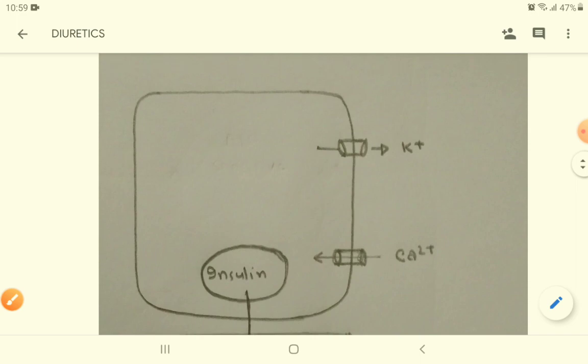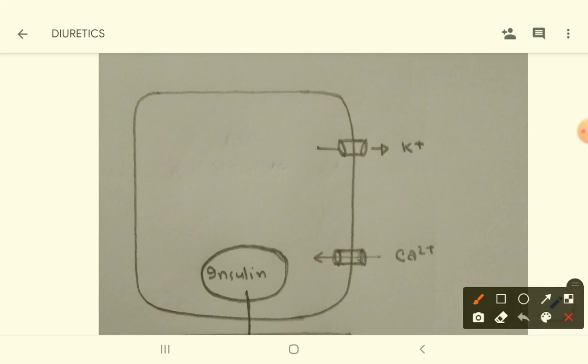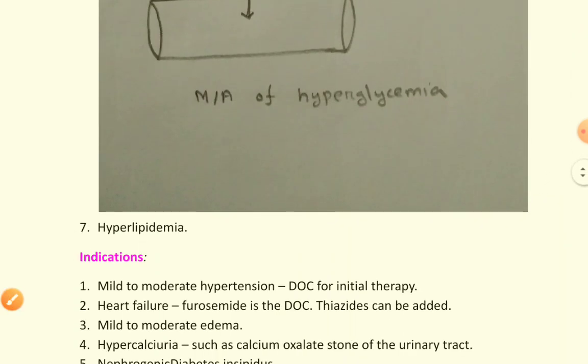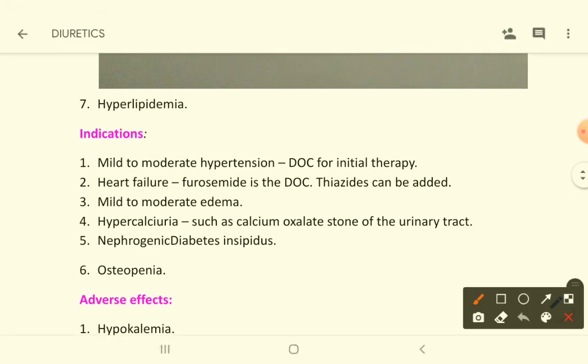Now what happens if there is hypokalemia? If there is hypokalemia, there is not enough potassium to trigger this calcium channel. If this calcium channel is not stimulated, the insulin will not come out. So there will be inhibition of insulin release. And thiazide diuretics also lead to hyperlipidemia. Now let's come to the indications of thiazide diuretics.